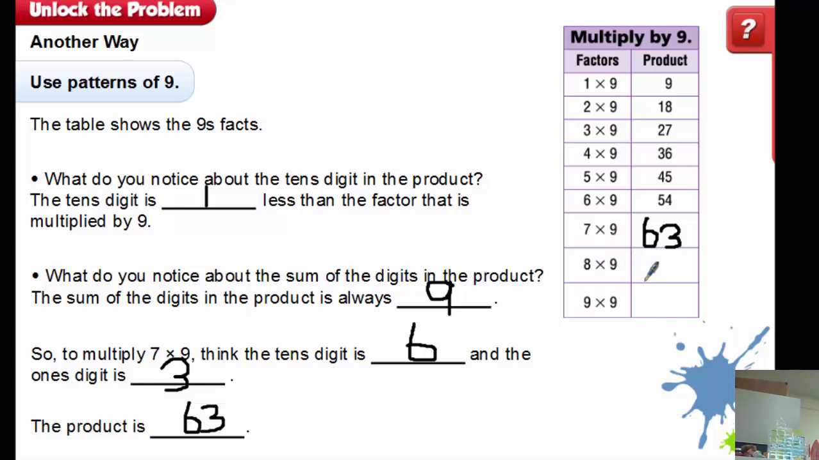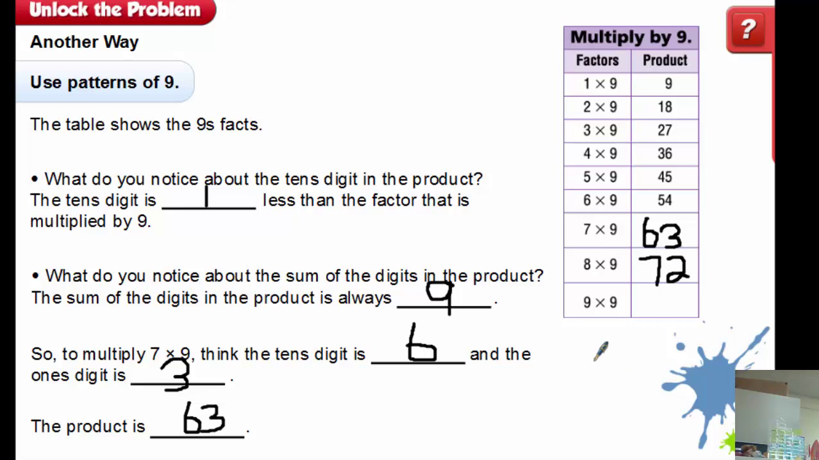All right, just for a bonus, let's see if we can do the next two. 8 times 9. What is the tens digit in this product? Whoa, you hardly let me get the question out. I heard you say a 7. Good. And then we know that these two numbers added together will equal 9. What digit goes in the ones place that added to 7 makes a 9? Awesome, a 2. So 8 times 9 equals 72.